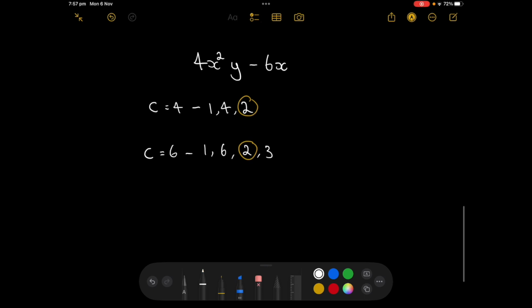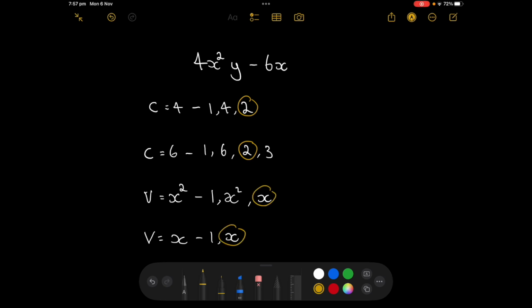Next, let's look at our x variable. Our variable for x, for our first term, is x squared. So our factors of x squared are 1, x squared and x. Our variable in our second term is just x with factors of 1 and x, making our highest common factor between them x. Now, for y, our second term doesn't actually contain a y, so there's no common factor for y in either term. So that y is going to stay in our brackets.